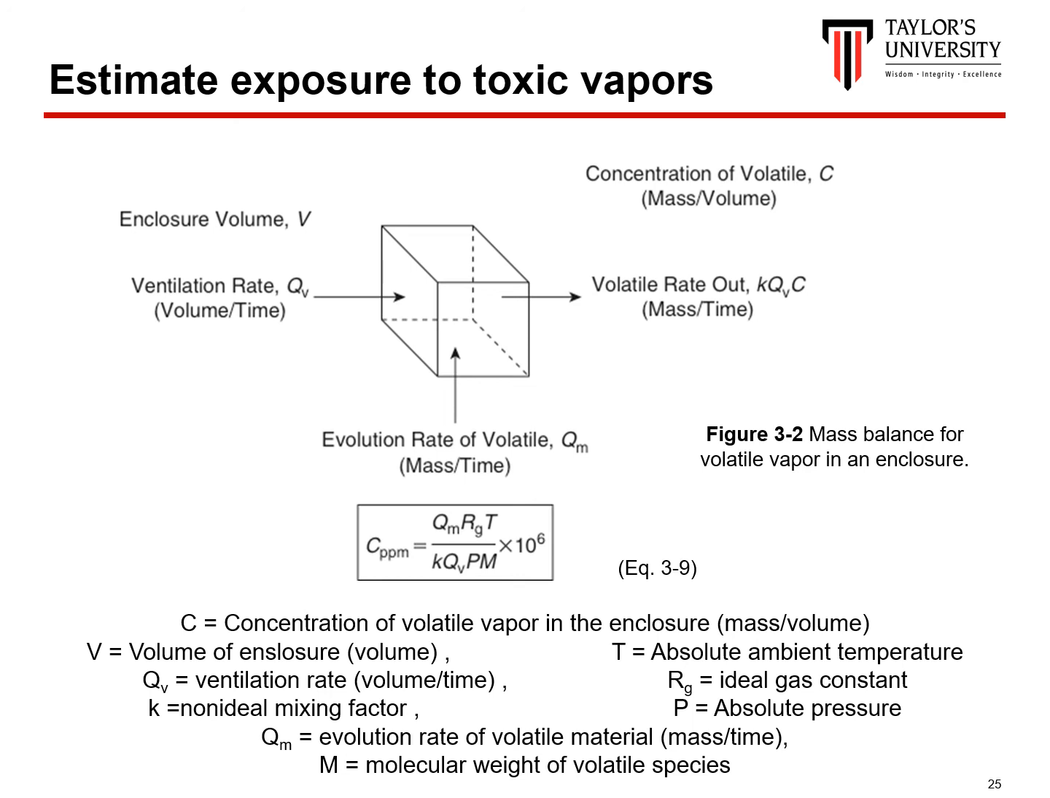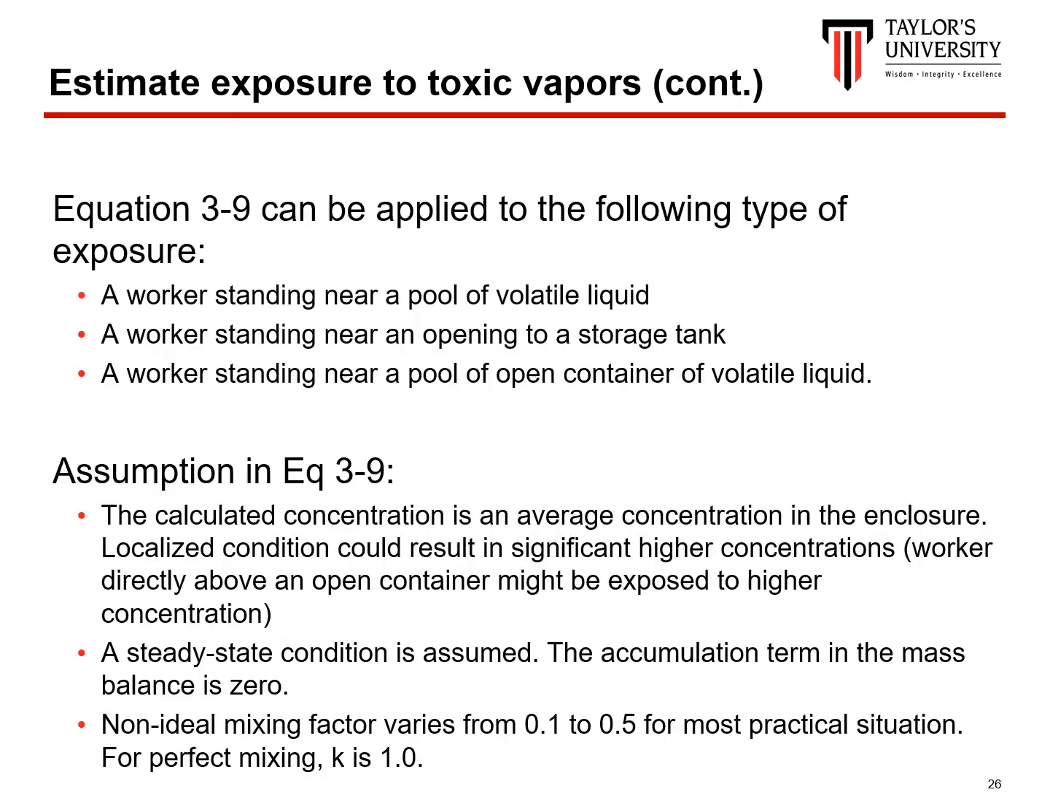C is the concentration of volatile in the enclosure. V is the volume of enclosure. QV is the ventilation rate, K is the non-ideal mixing factor, QM is the evolution rate of volatile materials, and M is the molecular weight of the volatile species. This equation 3.9 is used to determine the average concentration in ppm of any volatile species in an enclosure, given a source term Qm and the ventilation rate of Qv.